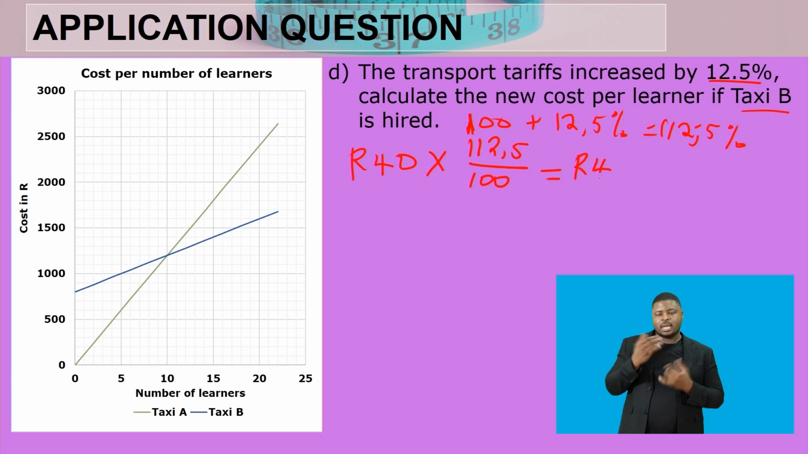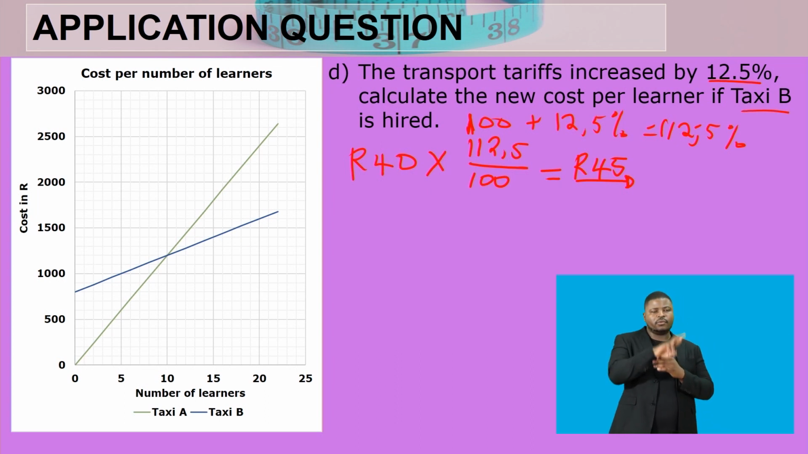So it means the new price is 45 rand. The other method is when you say 12.5% multiplied by 40, which gives you 5 rand. Then you take the 5 rand and add it to the 40 rand. We've used that method in the previous question.